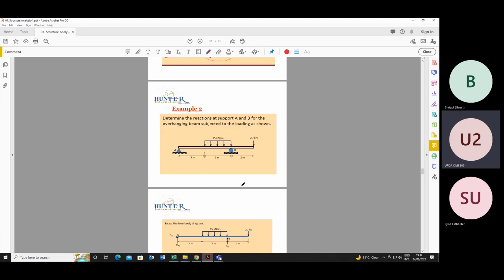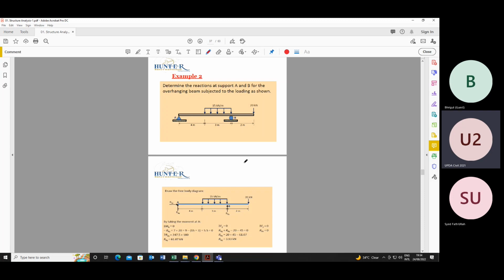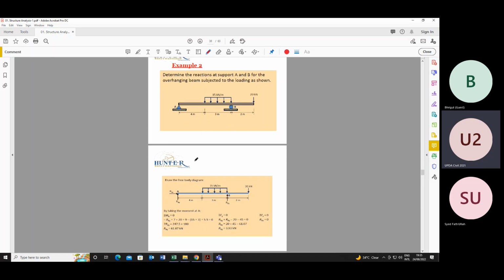Here is another example. Example number 2. Determine the reactions at supports A and B for the overhanging beam subjected to the loading as given here. Point A is pin support and B is roller. So let's make the free body diagram. We have two loads here: one is a point load of 20 kilonewton, and one is a UDL of 15 kilonewton per meter.